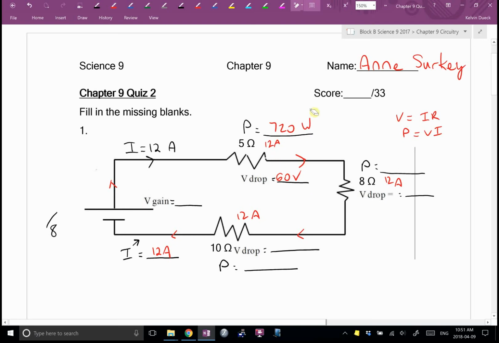I strongly encourage you, don't forget to put units on. In fact, I will take a half mark if you don't put units on. The reason is later on you'll look at the numbers and you won't remember which one is power, which one is ohms, you'll get them all mixed up.